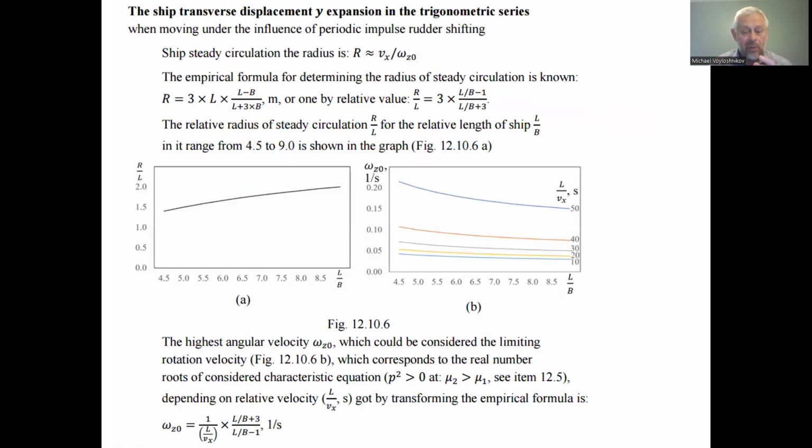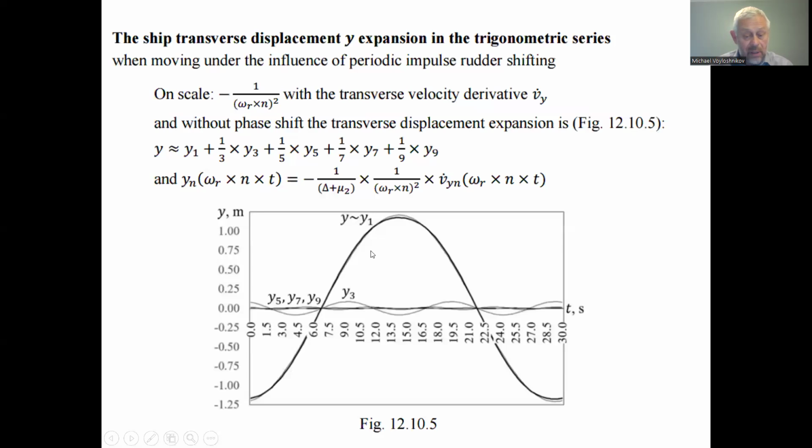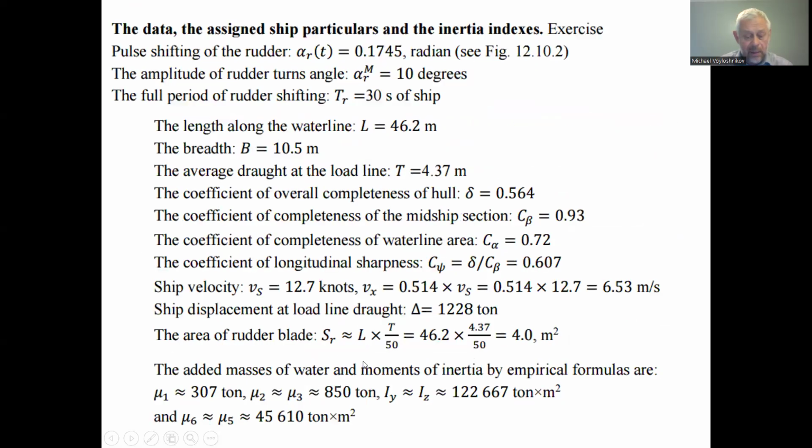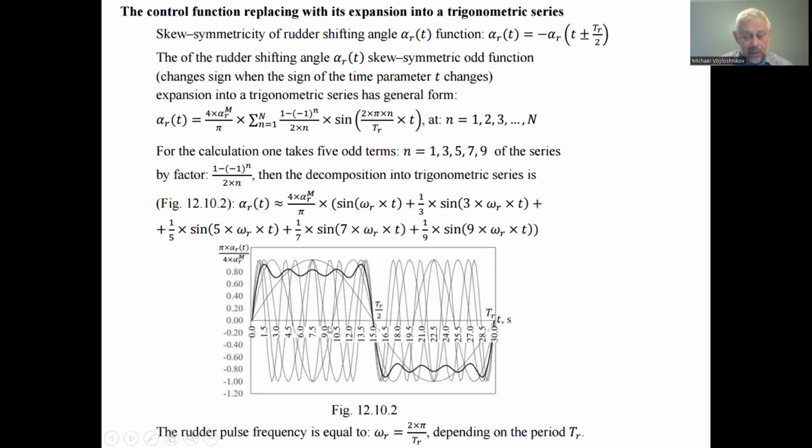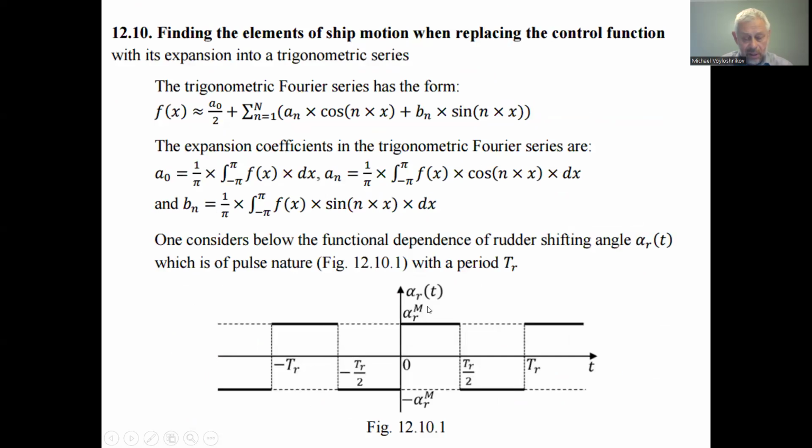Okay, one more question I have to consider. Actually, we did decide. We have the translational displacement and we have the translational velocity. That's what we have to find. The keeping of the ship on course by the controls assigned of the impulse function of the rudder turning.